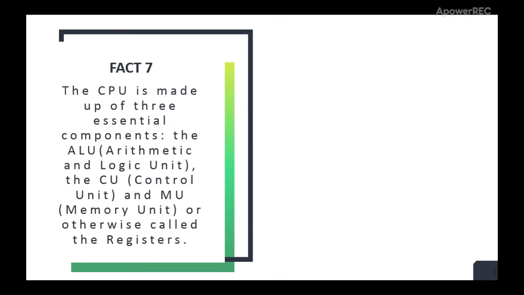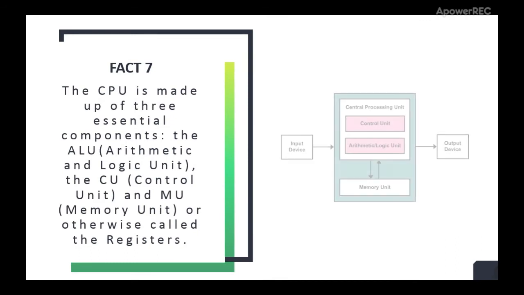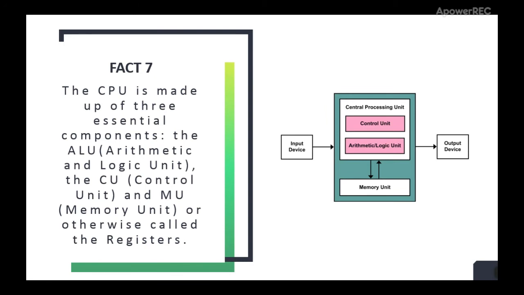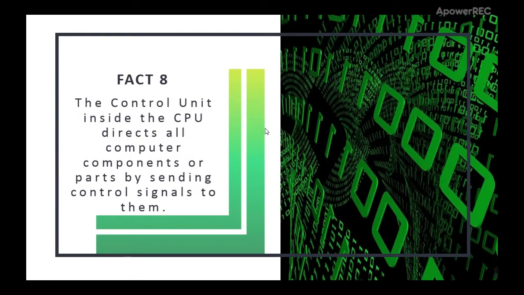Fact number 7. The CPU is made up of three essential components: the Arithmetic and Logic Unit, which is ALU, the Control Unit, which is CU, and the MU, which is the Memory Unit. Another name for the memory unit is the registers. Fact number 8. The control unit inside the CPU directs all the computer components or parts by sending control signals to them.